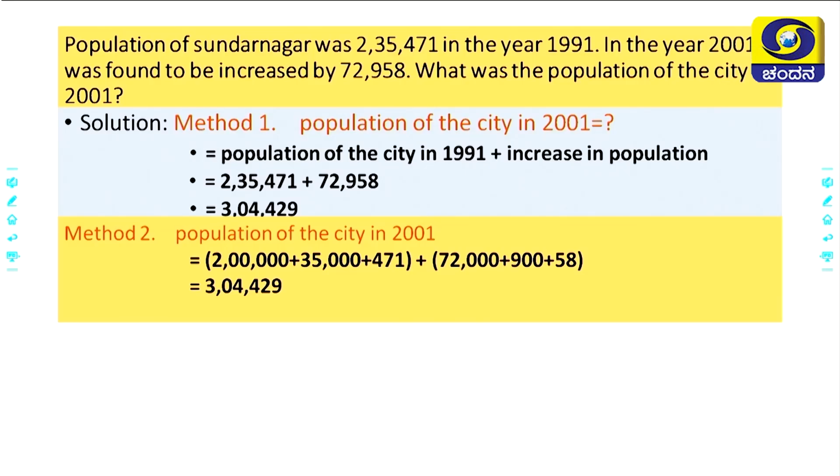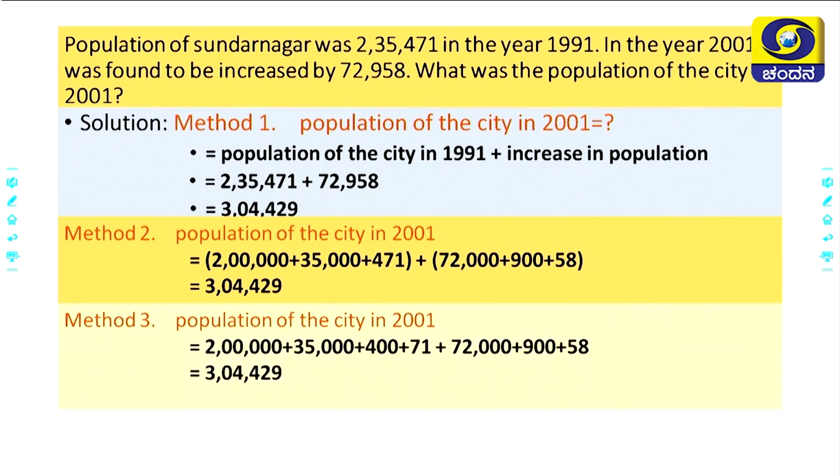Population of the city in 1991 could also be written as 2 lakh plus 35,000 plus 471, plus increase in population could be written as 72,000 plus 900 plus 58. By adding all these figures, we get 3,08,429. This is the second method.